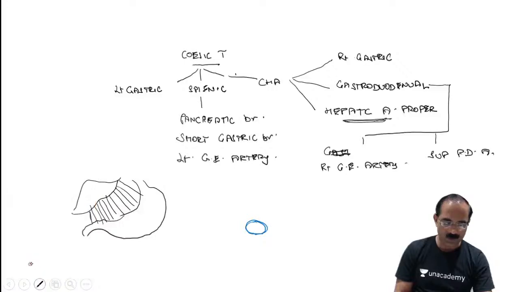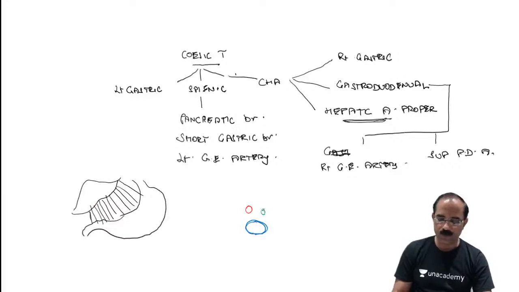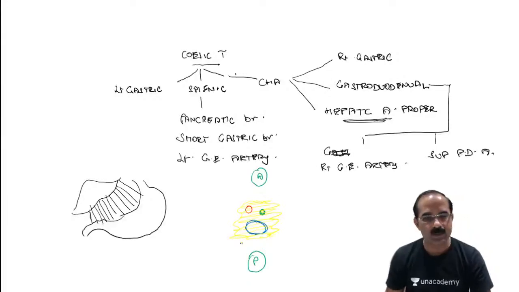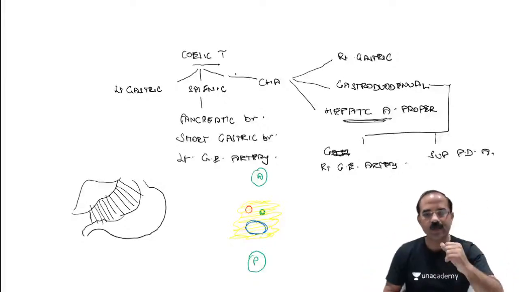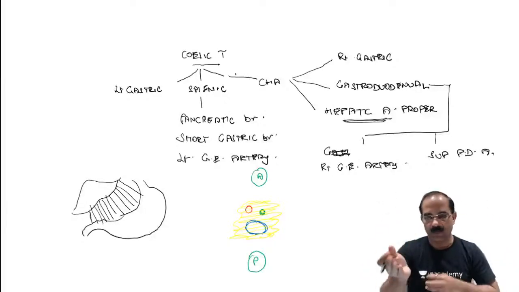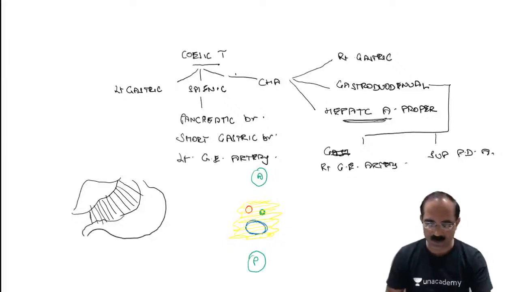Who's to the left of the portal vein? That's the hepatic artery. And who's to the right of the portal vein? That's the bile duct. Okay, so this is anterior I've drawn and this is posterior. So these three structures are present within the lesser omentum like this. The most posterior is the portal vein. To the right of the portal vein is the bile duct, and to the left of the portal vein is the hepatic artery. Just remember this sequence.